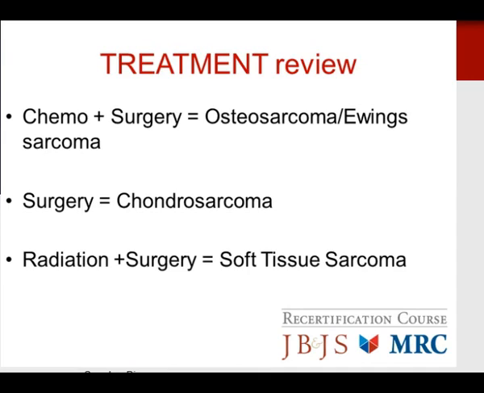Soft tissue sarcomas get radiation and surgery. Radiation can be given before surgery, it can be given after surgery. It doesn't affect local recurrence, it doesn't affect outcome. It affects, when given prior to surgery, wound healing. When given after surgery, because the dose is larger to a bigger area, these patients can have long-term complications like stiffness, edema, and other complications.